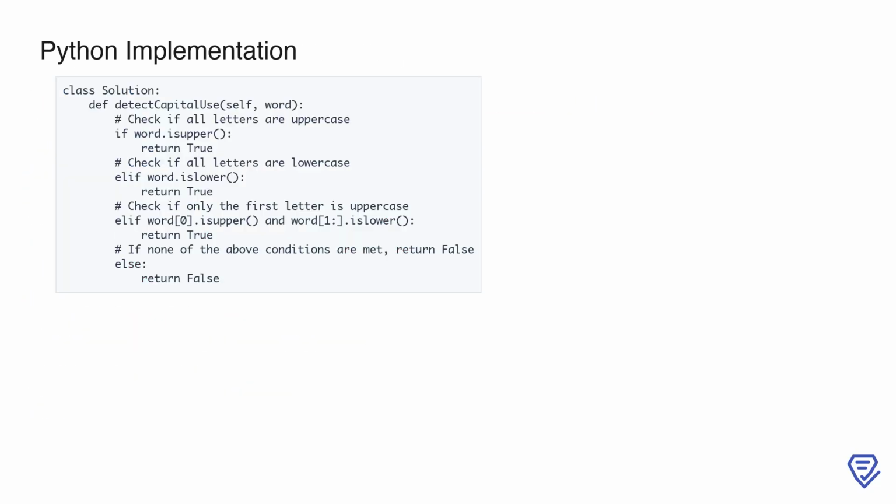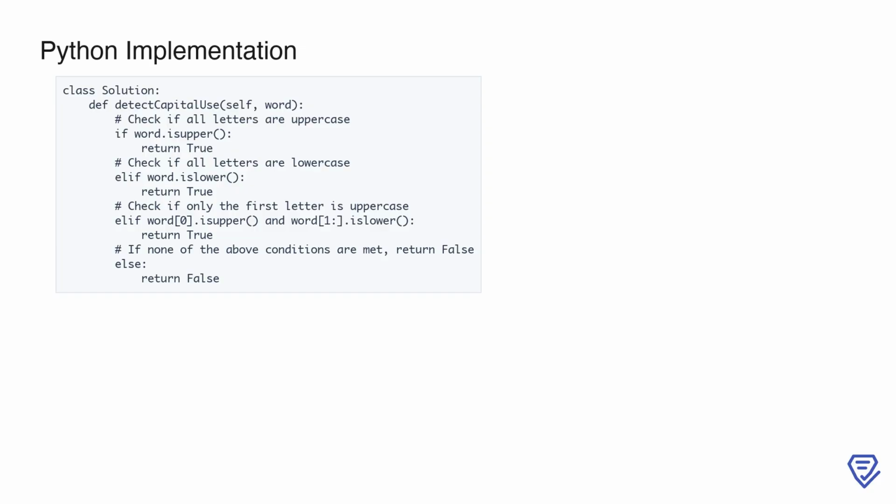This code solves the detect capital problem by determining whether a given word follows one of three capitalization rules: all uppercase, all lowercase, or only the first letter is uppercase while the rest are lowercase. The detectCapitalUse function takes a single input word, which is a string. The solution uses Python's built-in string methods to check the necessary conditions. 1. word.isupper checks if all characters in the string are uppercase. If true, the word follows the rule for all uppercase and returns true. 2. word.islower checks if all characters in the string are lowercase.